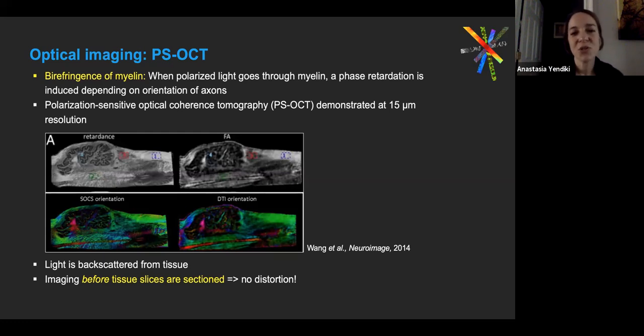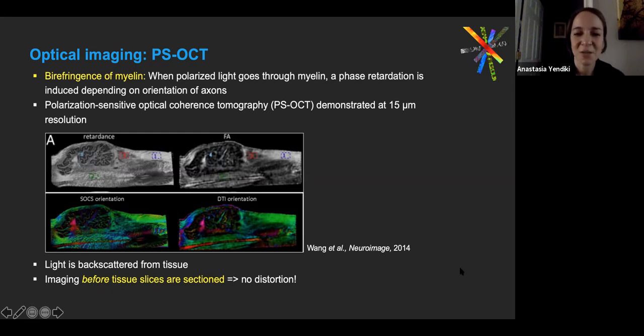So because the imaging happens before we slice, there is no distortion across slices. And it's not feasible for as large fields of view as PLI. So it would take forever to do a whole human brain with this approach. So it's more appropriate for small samples, but it gives us undistorted data across slices. So this is a method that my collaborator Hui Wang at the Optics core at the Martino Center has been really at the forefront of developing.